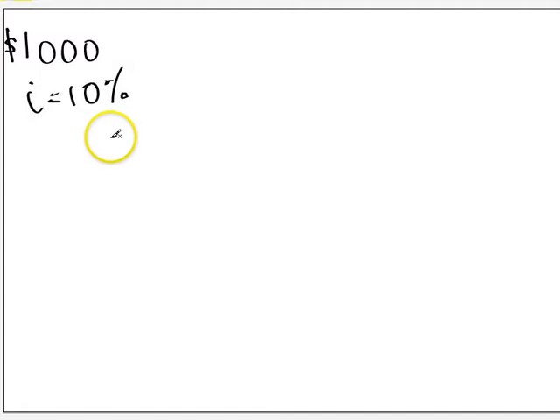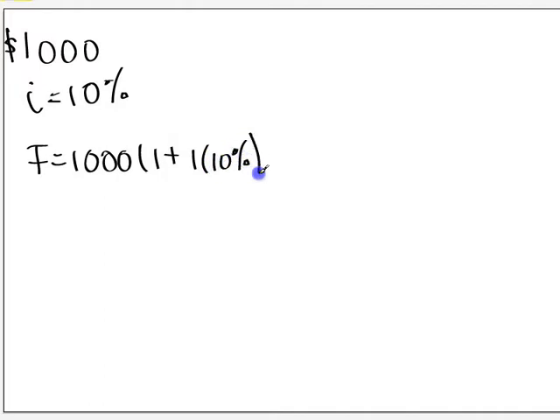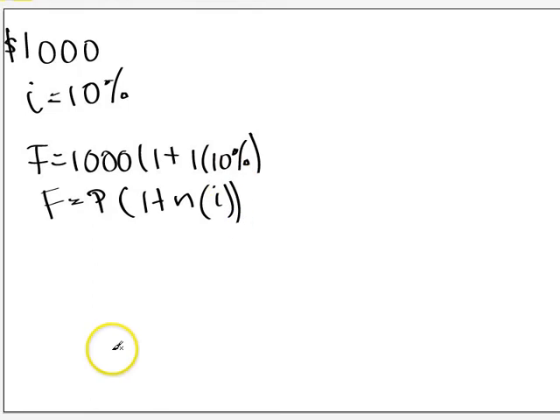Now the interest that the bank is paying is 10%. Over 1 year we will have the $1,000 we originally had plus $100. That is, the value that we will have in the future would be what we have in the present, $1,000 times 1 plus 1 times the interest rate. Remember, the formula originally was F equals P times 1 plus N times I, like that.